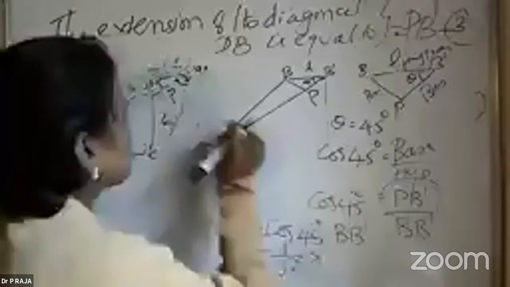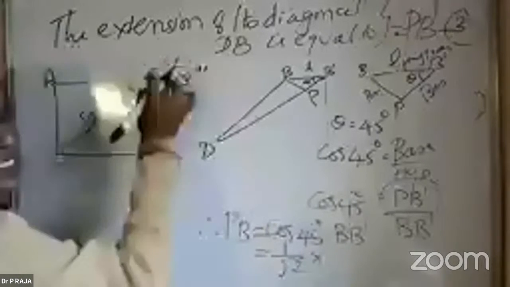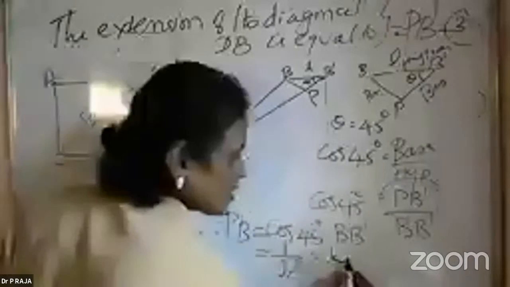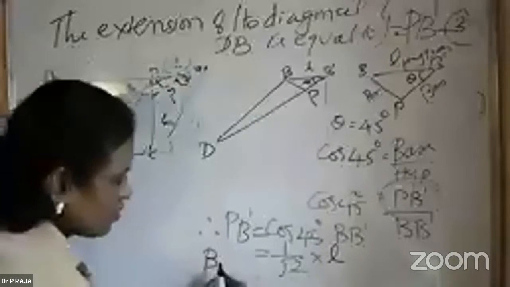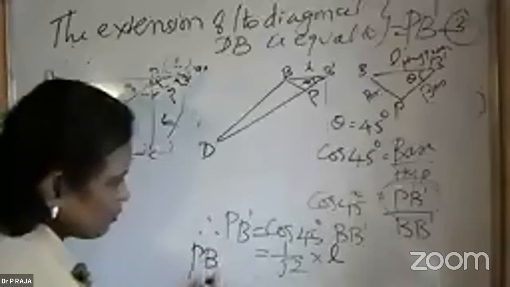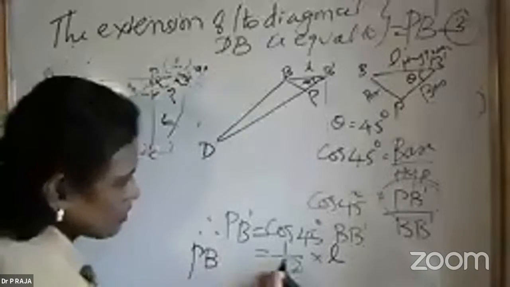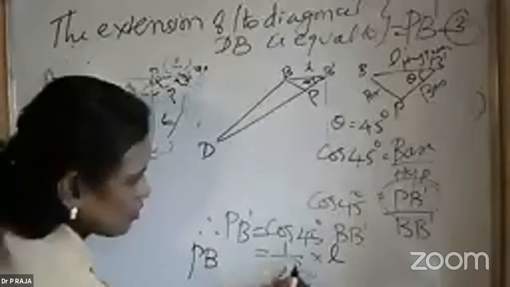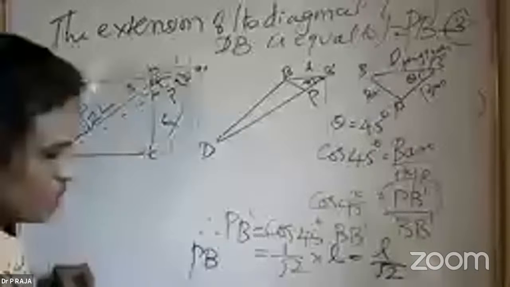Okay. So root 2 into what is BB dash? The length, extended length here. Okay. So PB dash is equal to, I can write it as L by root 2. Okay. Write it here. Therefore, PB dash is equal to L by root 2. This will be our equation 4.